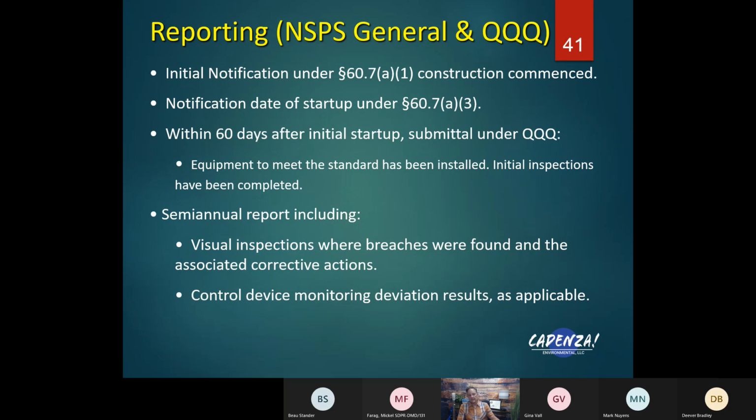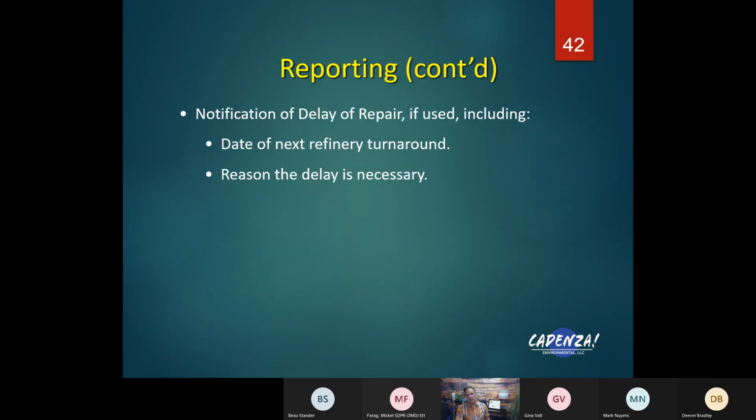That reporting has to be done. And then lastly, semi-annual reporting of all the visual inspections that were done, breaches found and the associated corrective actions, and control device monitoring deviation results as well, as applicable. And then also, again, back to notification of delay of repair if used, including the date of the next refinery turnaround and the reason for the delay is necessary.